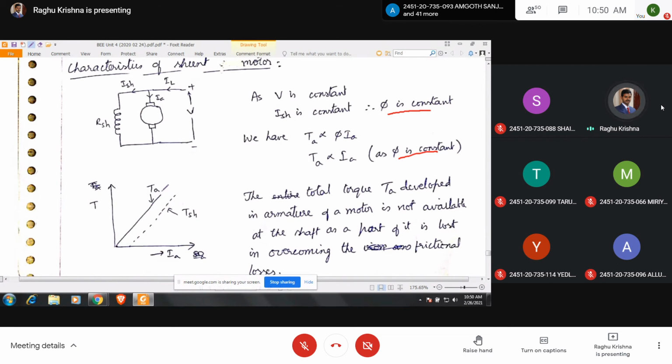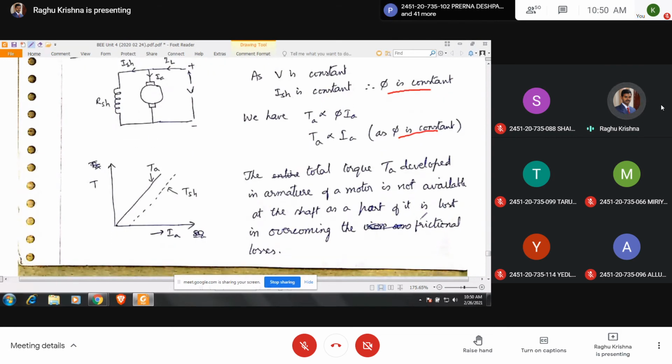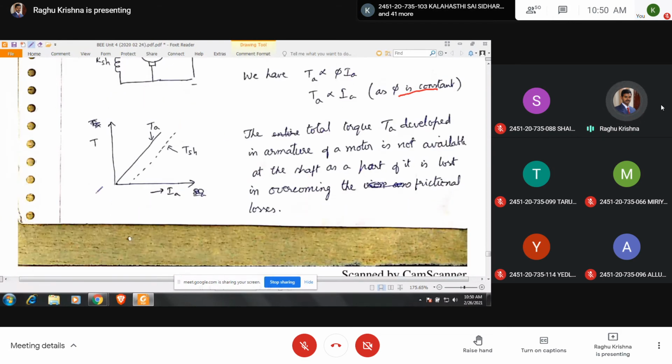Now this is the torque developed in the armature, but at the shaft, the total torque will not be available. Some torque is lost due to friction between the shaft and the bearings. So we are going to have somewhat less torque, that is Tsh, the shaft torque. The total torque Ta developed in the armature of the motor is not available at the shaft, as a part of it is lost in overcoming the frictional losses. This is about torque versus Ia.